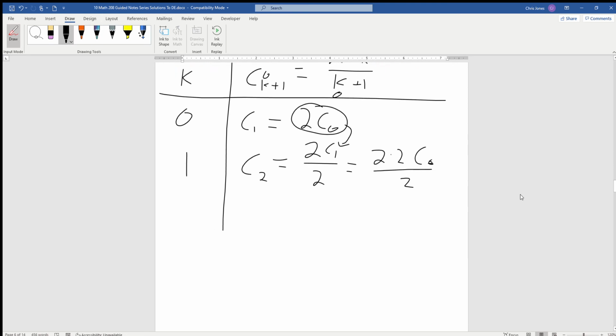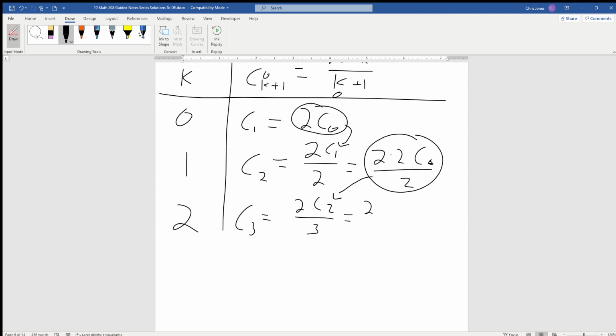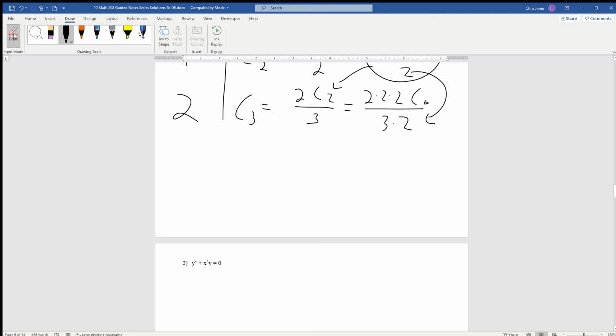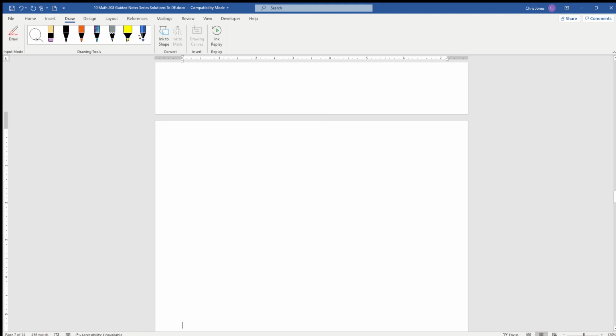Now, let's plug in 2. c sub 3 is going to be equal to 2c2 divided by 3, which is going to be equal to 2. And again, all we're doing is substituting this back in for c2. So that's why we call it a recurrence relation. We're just building off of the previous iteration. So 2 times 2 times 2 times c0 divided by, so we have this 2 in the denominator, so we have 3 times 2. And now you can kind of see what's going on with this. We're just going to do a few more iterations of this, and then we'll be done. So let's just do 2 more just so we can be certain as to what's going on with this.